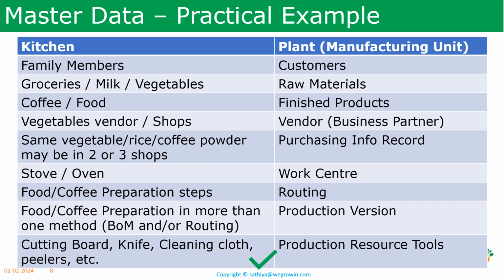And then in the kitchen, we have the cutting board, knife, cleaning cloths, peelers. They are not becoming part of the product. They are only supporting the production, meaning the cooking. They are not becoming part of the food or coffee, right? So these are all called production resource tools. I hope this overview is giving you a right example. Now you can link, based on the kitchen, which are all the master data used in PP and MM.